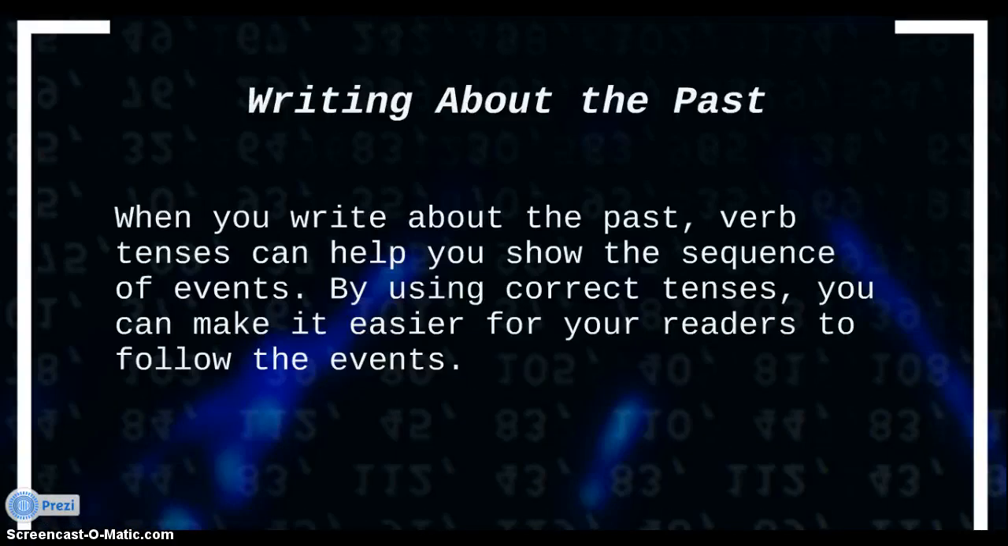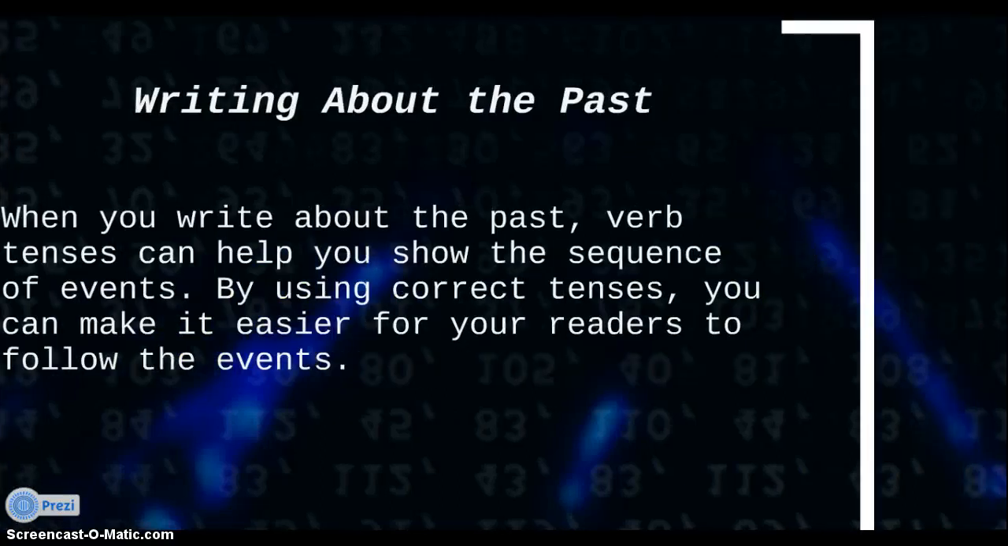Let's say we want to write about the past instead of the present. Well, we have verb tenses for that too. By using these tenses correctly, it's so much easier for readers to follow the events that you're writing about. So let's look at some past tense verb forms.